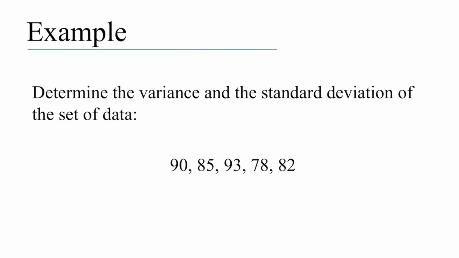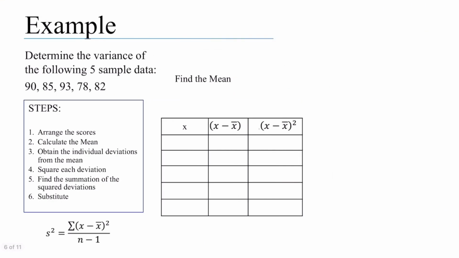Determine the variance and standard deviation of the data set 90, 85, 93, 78, 82. In this problem, we will follow the 6 easy steps. First, arrange the scores. Second, calculate the mean. Third, obtain the individual deviation from the mean. Fourth, square each deviation. Fifth, find the summation of the squared deviations. Sixth, substitute.